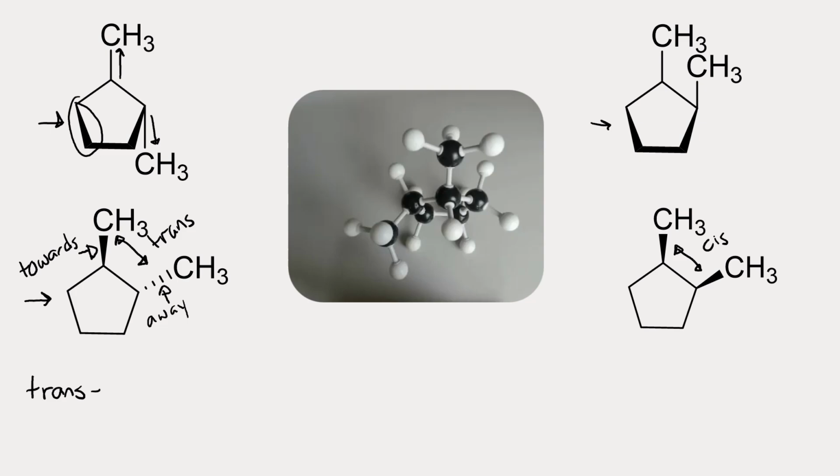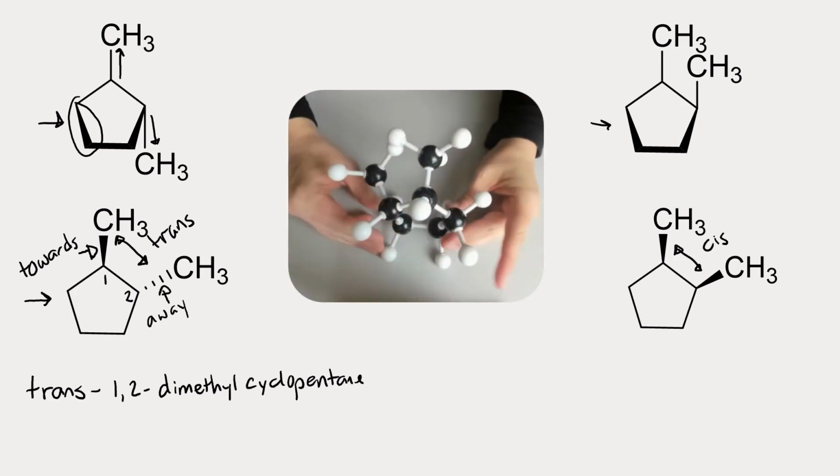and then we need to number. Since the bonds are directly next to each other, they're going to get that 1, 2. They are both methyl groups, so dimethyl, cyclo, pentane.